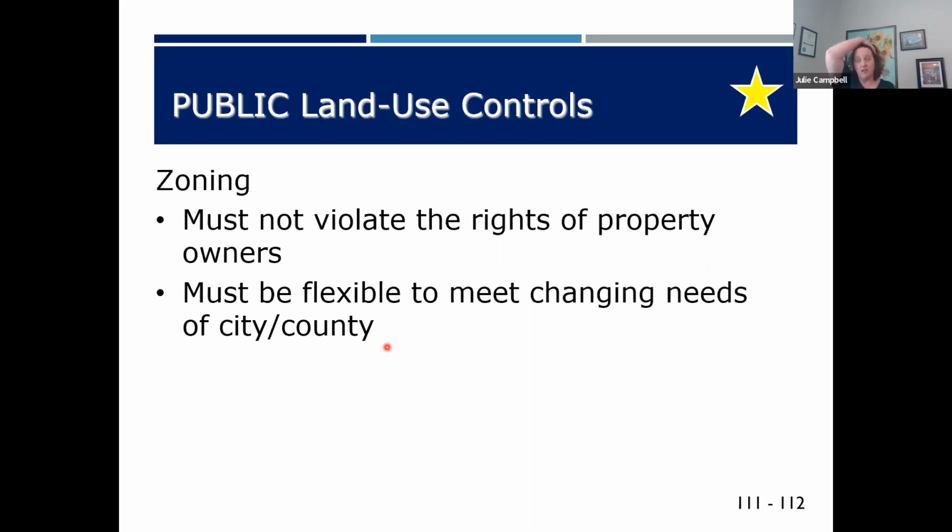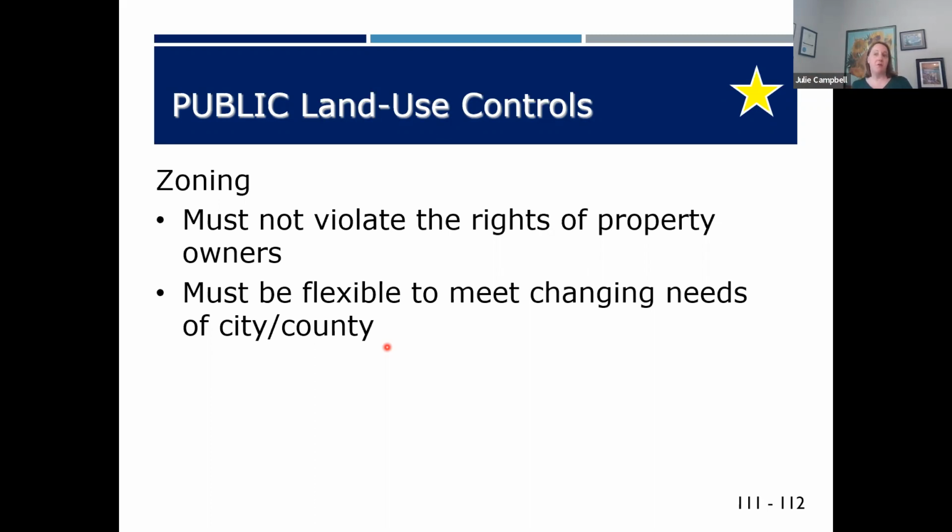I think we're seeing this in a lot of our towns right now. My High Point people, where are my High Point people? We've got these old furniture warehouses downtown that are starting to be converted to apartments and condos. So zoning has to be flexible.